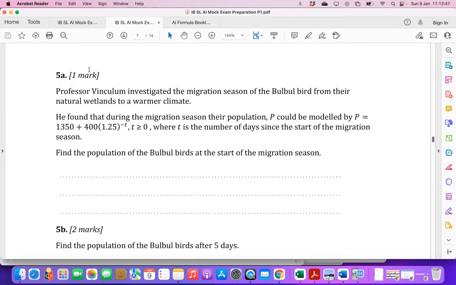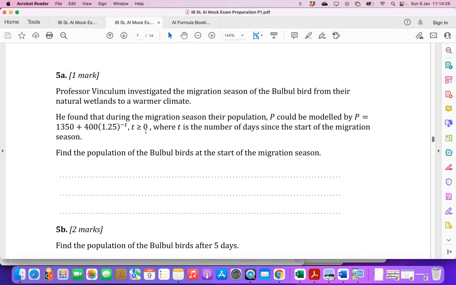Question 5. Professor Vinculum is investigating the migration season of the bulbul bird from their natural wetlands. Okay, so we have a function here that didn't come out again on my iPad. This is an exponential decay function. Basically, it goes down to the right. And we're going to find where t is the number of days since the start, must be greater than or equal to 0. Find the population at the start of the migration season.